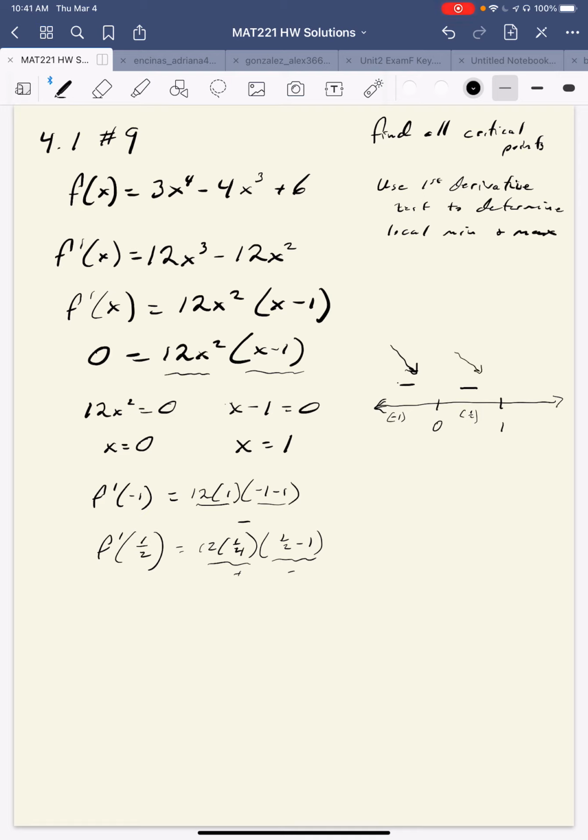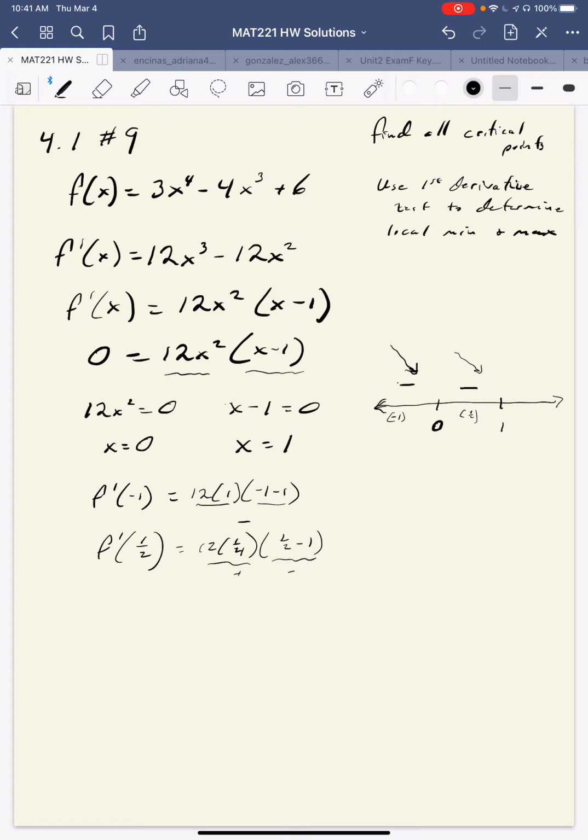So I can see here that the critical point x equals 0 is not a minimum or a maximum, because to the left of x equals 0, my function is decreasing, and to the right of x equals 0, my function is decreasing. So I just have a decreasing function through that whole region.